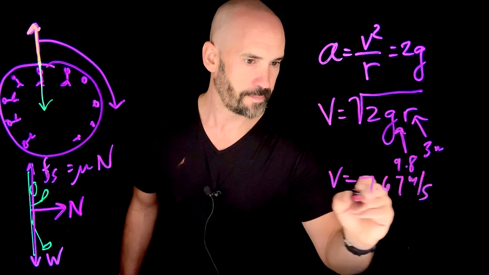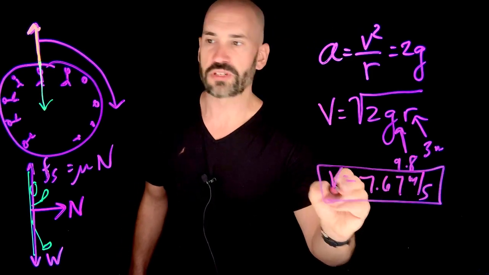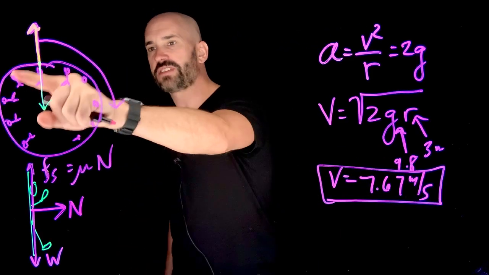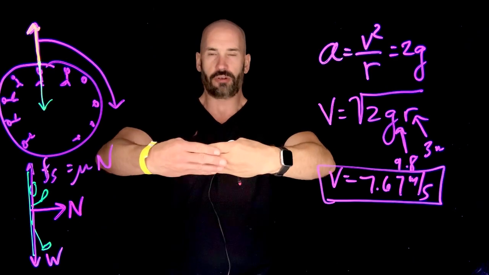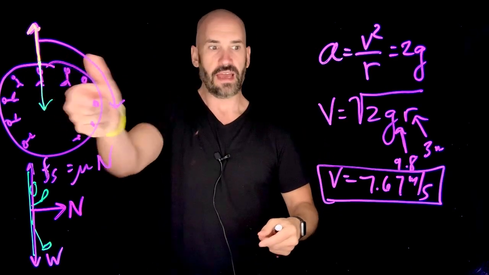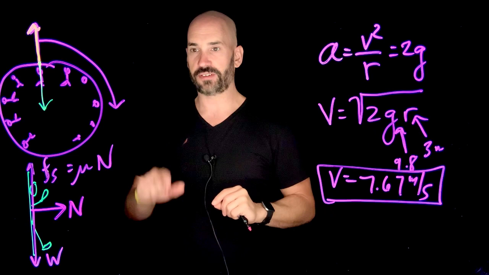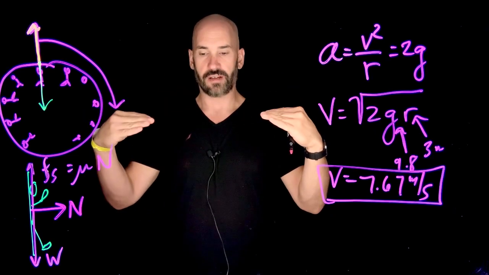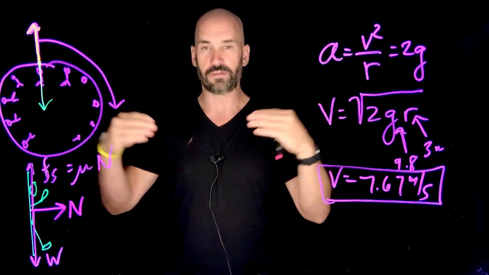And by my calculations, if I put all that in, I get a value of 7.67 meters per second. So as long as any point on the outside of the cylinder of the UFO or the Gravitron ride is spinning at 7.67 meters per second or faster, that should be enough to hold the average person up.